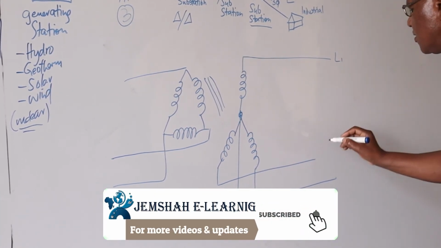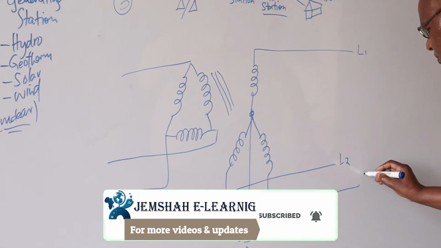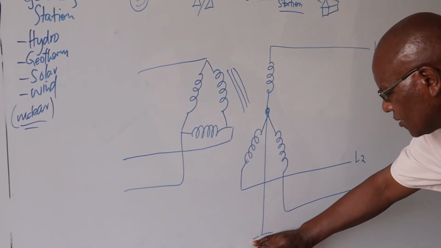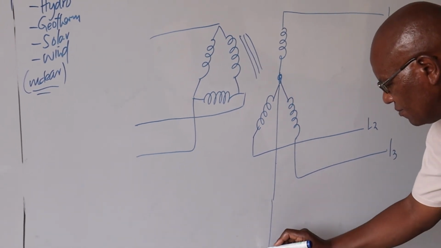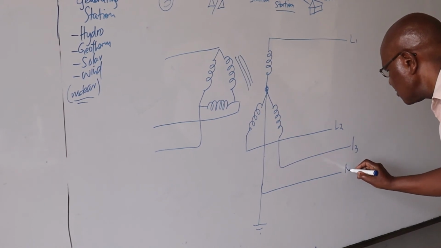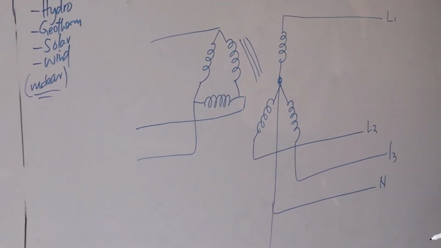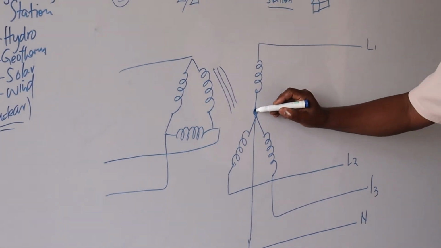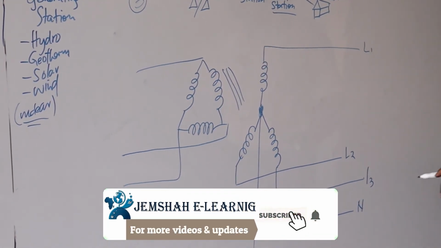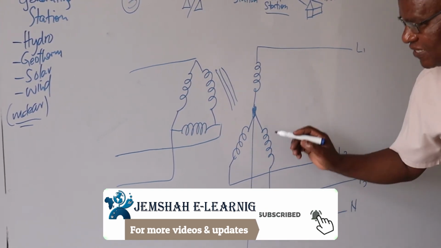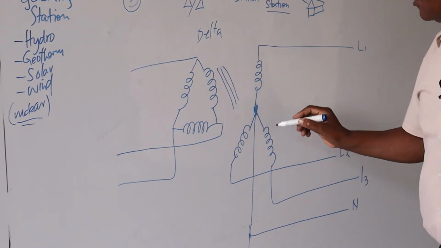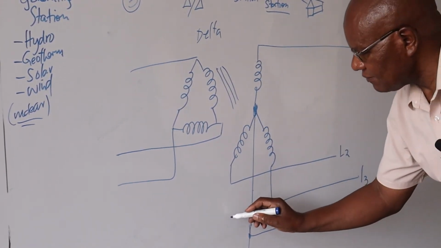Now this is L1, this one is L2, and this one is L3. Then we have our neutral like that. I think in electrical installation first year, you learned why we need the earthing for protective purposes. So this one is delta, and this one is star.